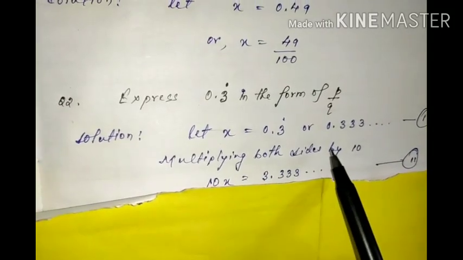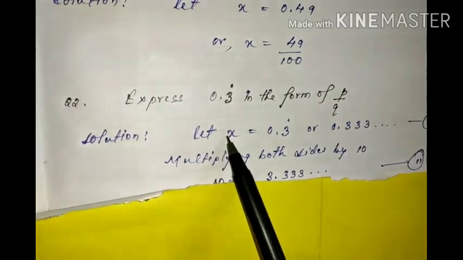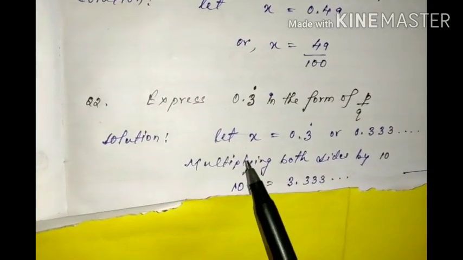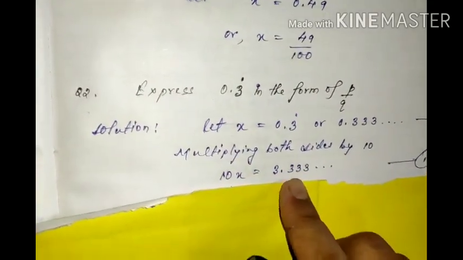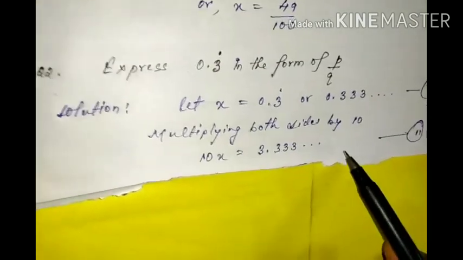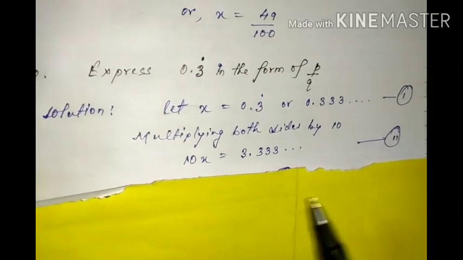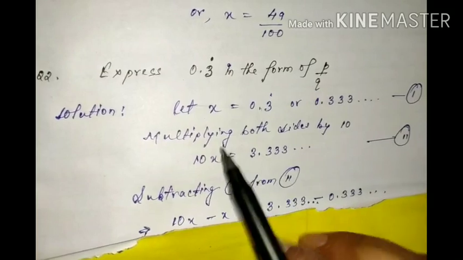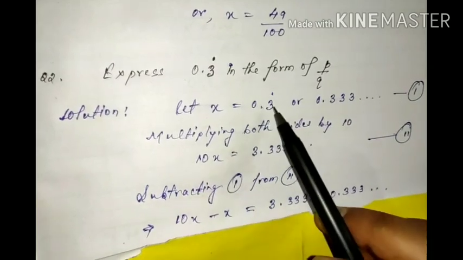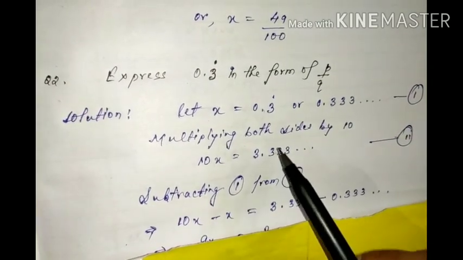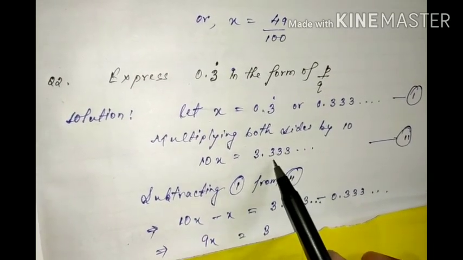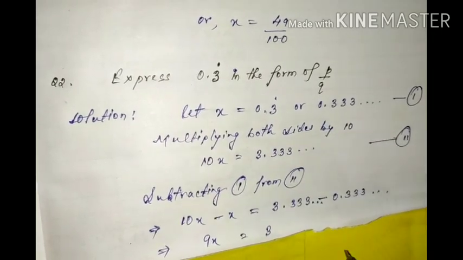Now multiplying both sides by 10. The left hand side and the right hand side will be multiplied by 10 each. So on multiplying both sides by 10, we get 10x equals 3.333, and it will go on repeating. We'll consider this equation as equation 2. Now subtracting 1 from 2. The left hand side will be subtracted from the left hand side, the right hand side from the right hand side. So 10x minus x will be equal to 3.333 minus 0.333, recurring.